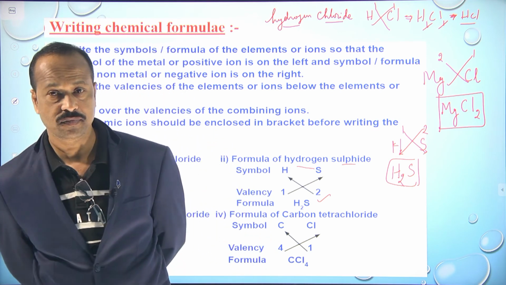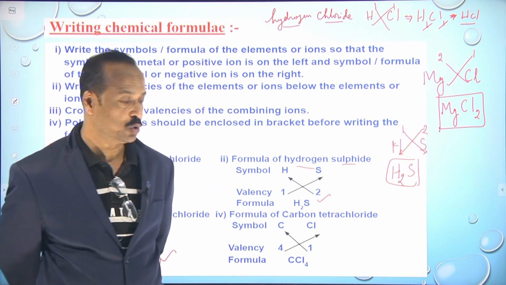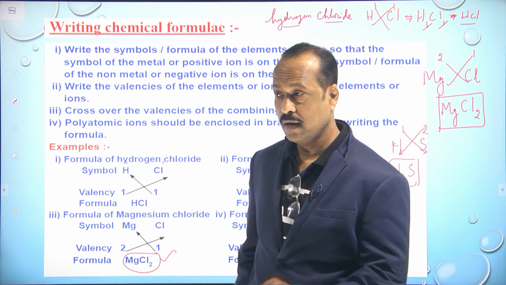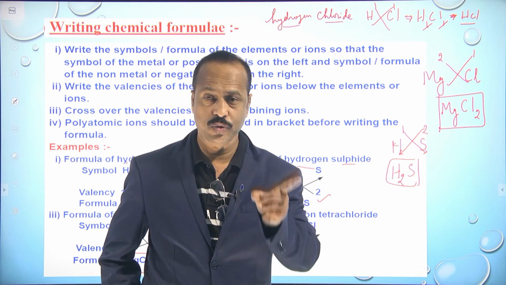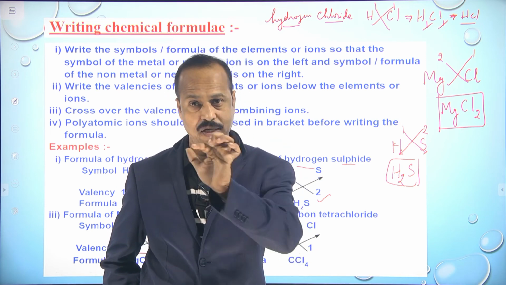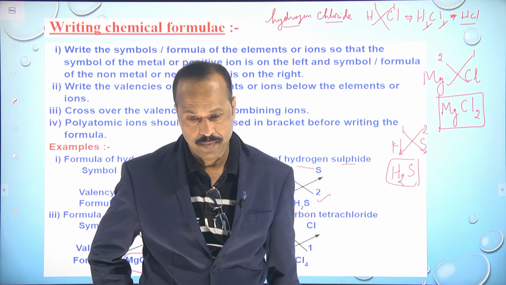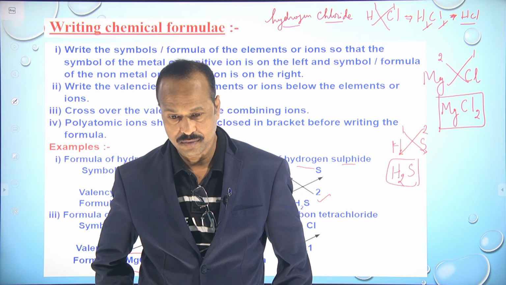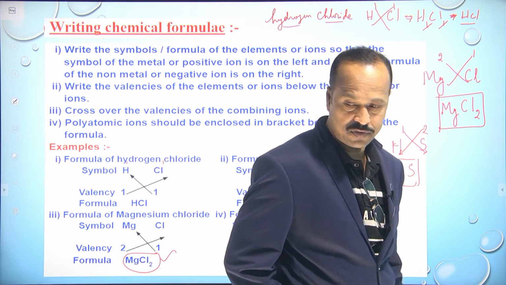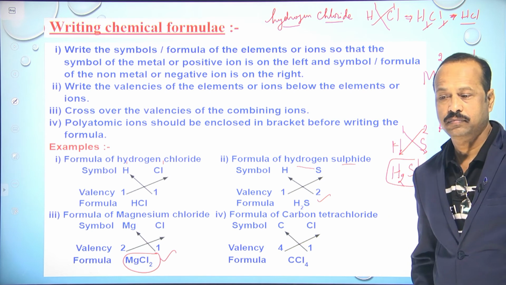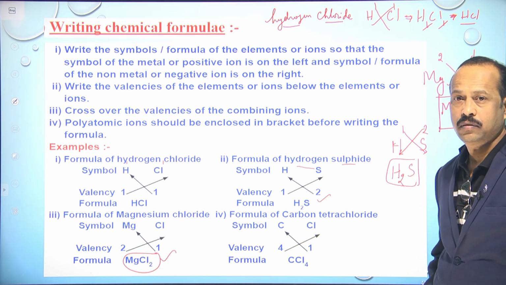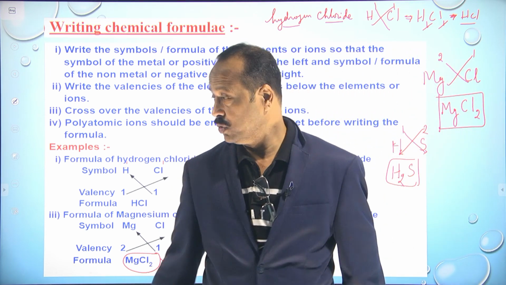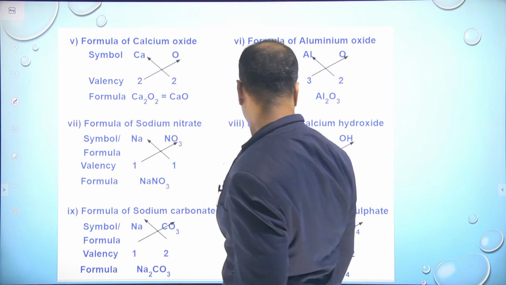Magnesium oxide. So by using the crisscross method, first what do you do? Sir, we can cancel, Mg2O2? Very good. Magnesium valency 2, oxygen valency 2. If the same numbers are there, you can cancel it. Very good. MgO. That's all. Clear now? So take the screenshot of this first.